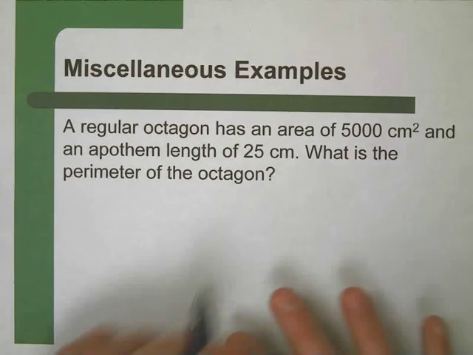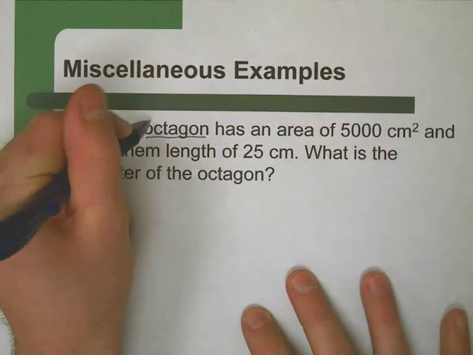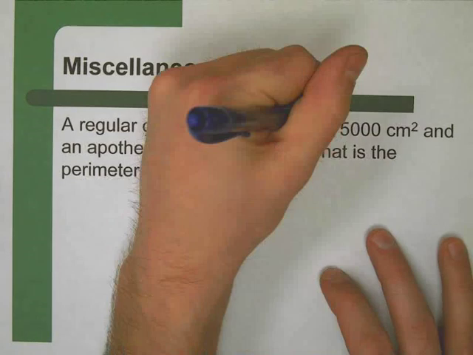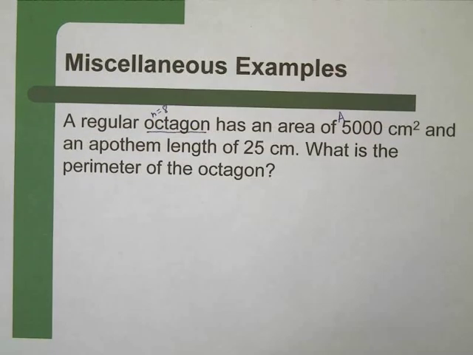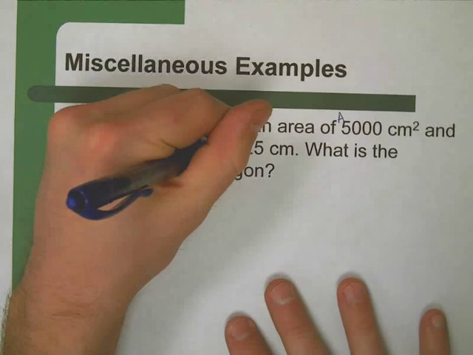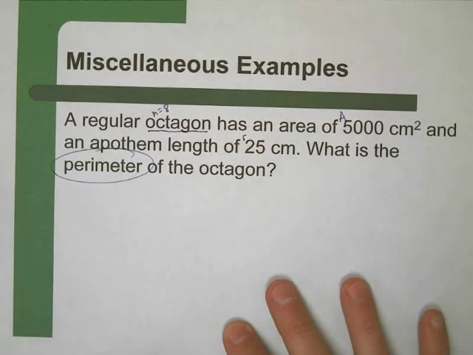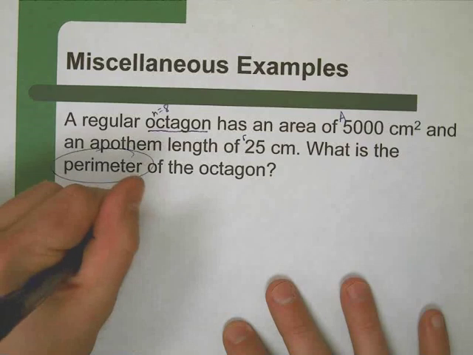I have a regular octagon. It has an area of 5,000 square centimeters. By the way, octagon, that means n is going to be 8, right? It has an apothem length, R, of 25 centimeters. What is the perimeter?